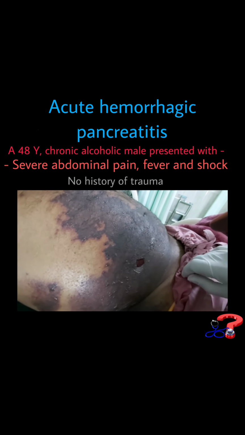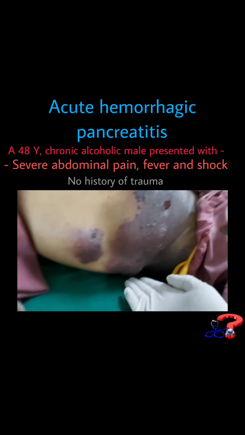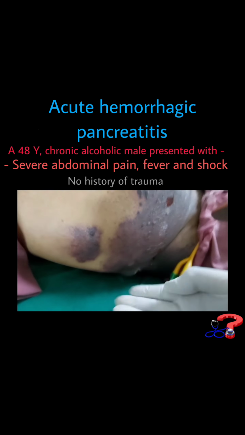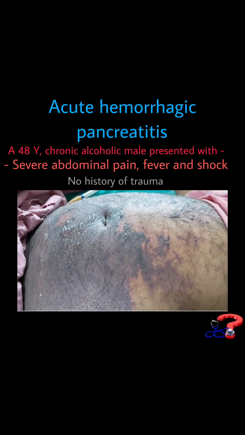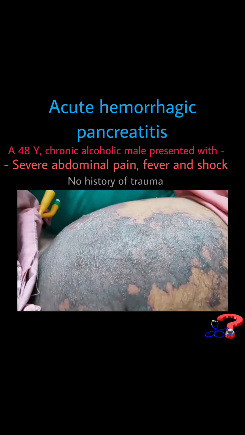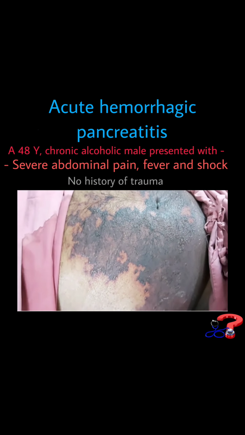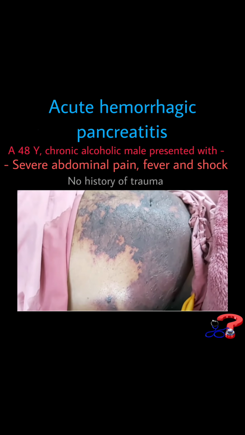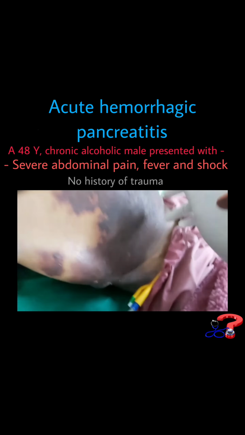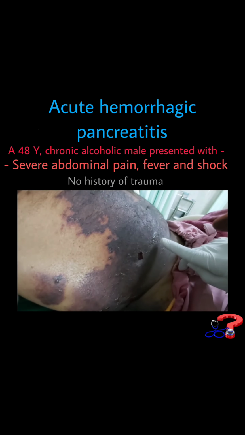There are some indications of surgery also, like if there is persistent sepsis, we need to do a necrosectomy. If there is necrosis that is not amenable to percutaneous drainage, massive GI bleed or any rupture of pseudoaneurysm, and there is abdominal compartment syndrome or there is any obstruction. But the main thing is surgery should be delayed, and it should be delayed for at least 4 weeks. If it is done within 4 weeks, then the mortality in the cases of pancreatitis is very high.